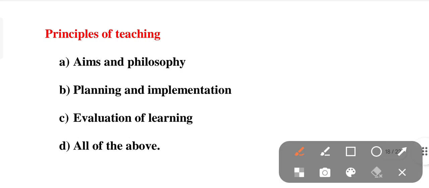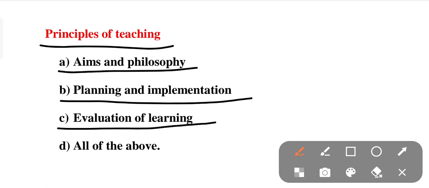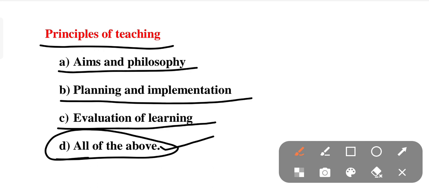The next question is principles of teaching. What are the principles of teaching? Option A, aims and philosophy. Option B, planning and implementation. Option C, evaluation of learning. Option D, all of the above. So the right answer is all of the above. The principles of teaching are making the aims and philosophy, planning and implementation of the curriculum, and evaluation of the learning of the students by conducting viva and examinations.